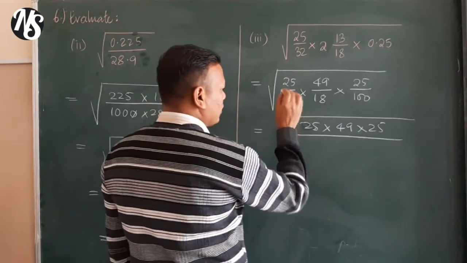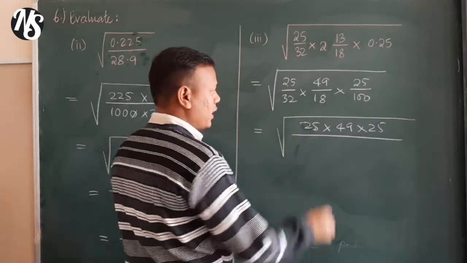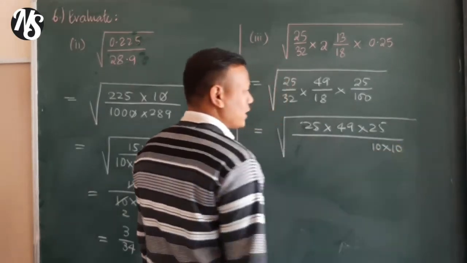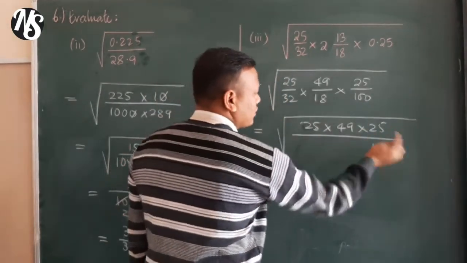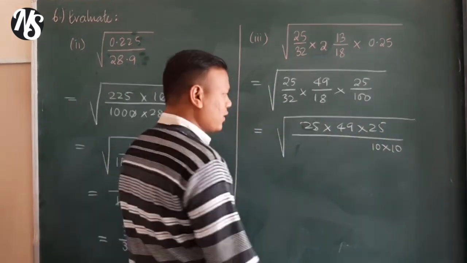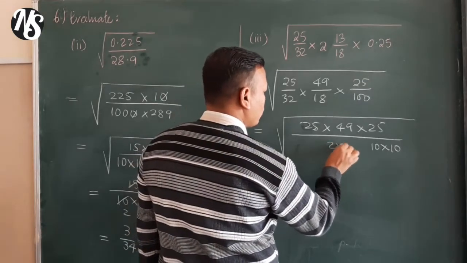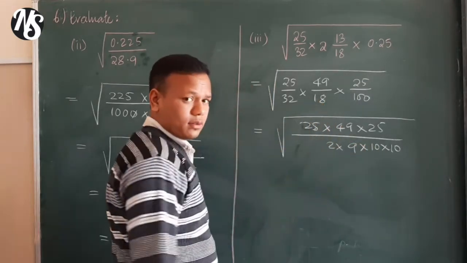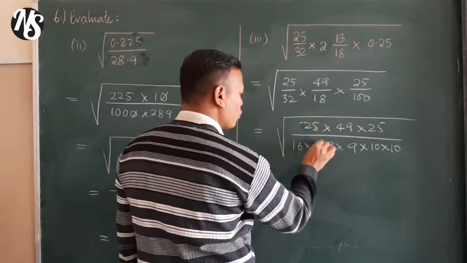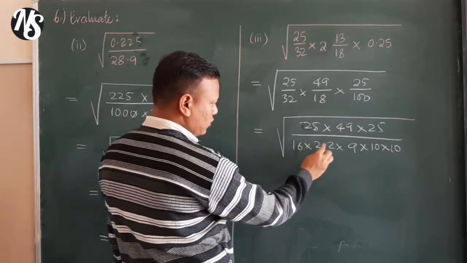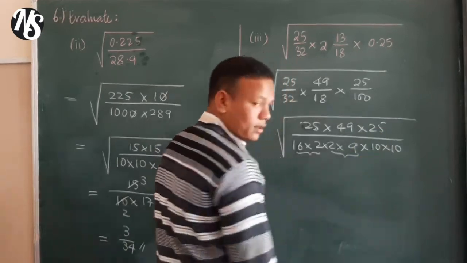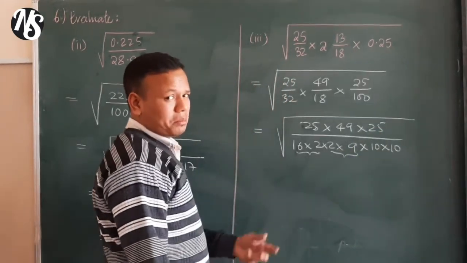Now here we have 32, right? And here we have 18. Let me write this 100 as 10 into 10, because I know that 100 can be written as 10 into 10 in terms of pairs. Now 18, can I write this as 2 into 9? Can I do that instead of 18? Yes. Now 32, can I write this as 16 into 2? So this is your 32. Remember, this is your 18. 100 is 10 into 10. Basically I am trying to make pairs out here.